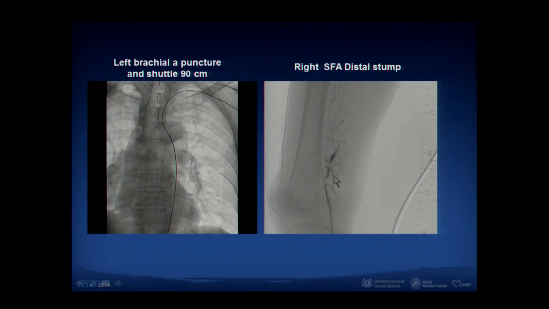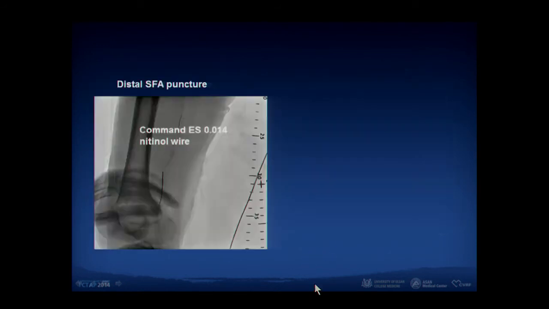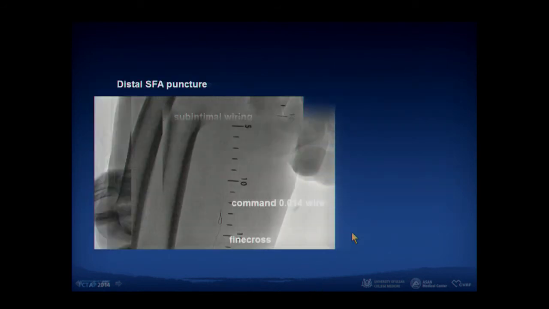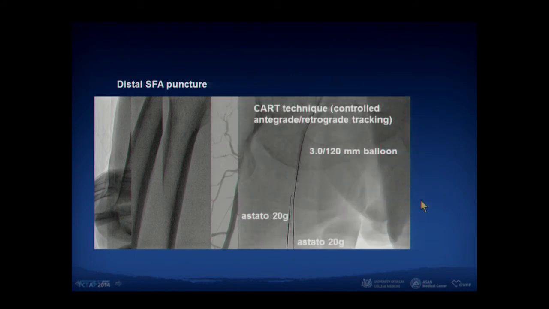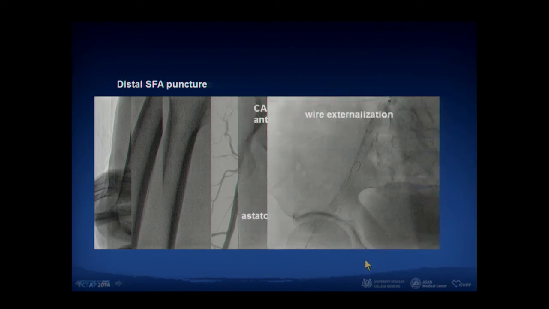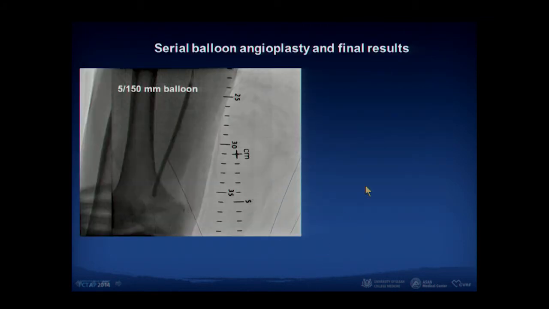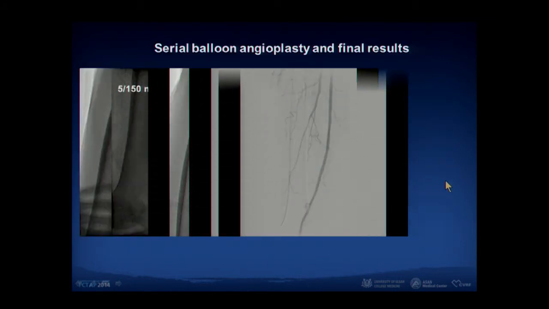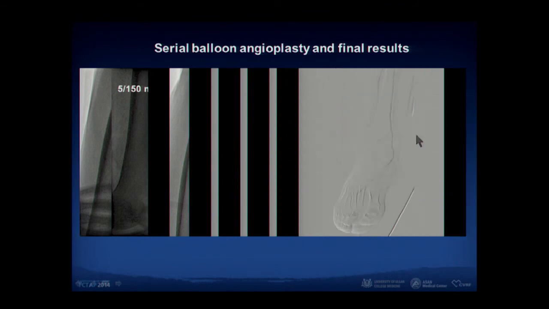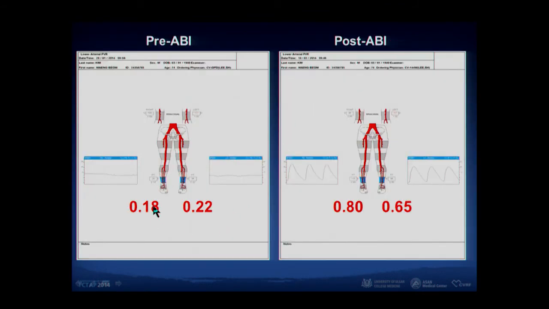In the second stage, the right side SFA was also punctured here. The same technique was applied. So it went up easily, with the cut technique also, wire externalized. So balloon. And finally, we achieved a good result like this. So in this patient, the ABI is much improved.